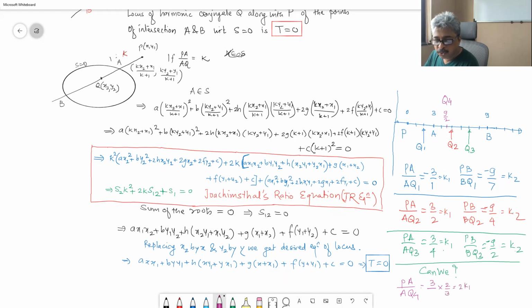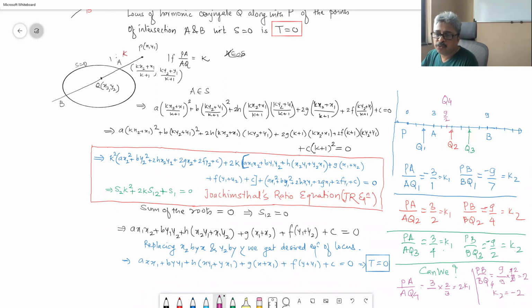That is my K1, K1 is equal to 2. And let us calculate PB upon BQ4. PB is 9 and BQ4 is 9 upon 2, which is equal to 2. Now we will give this the opposite sign. So K2 comes out to be minus 2.